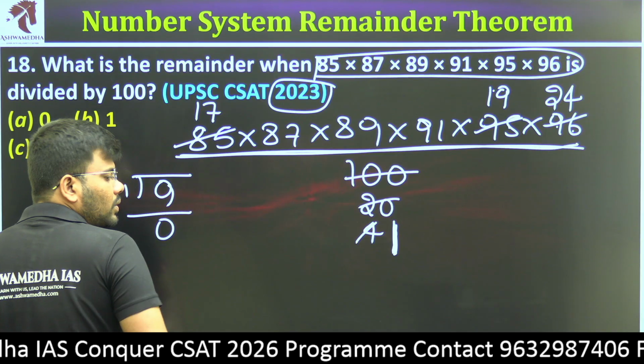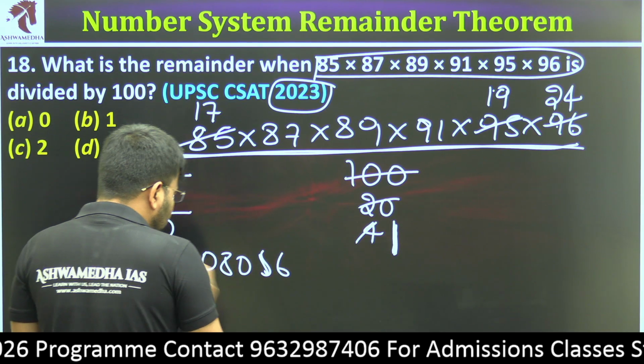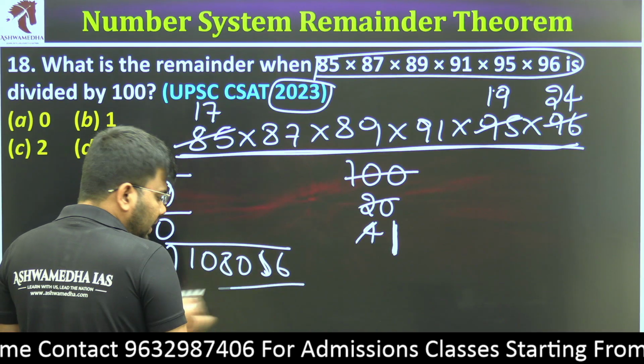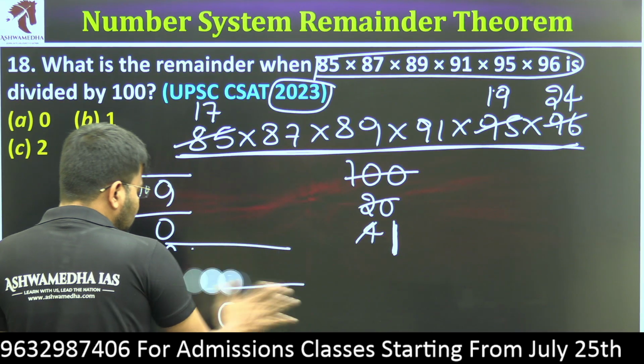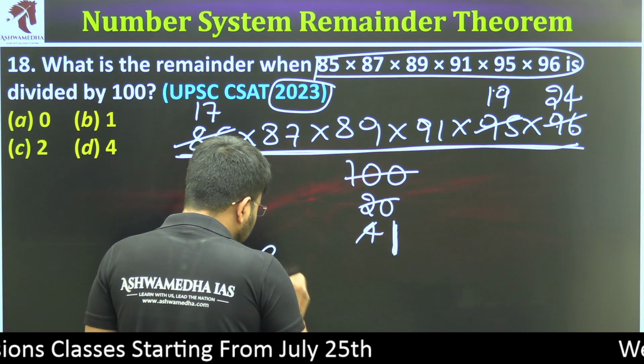The remainder is 0. Whatever number, 108056, divided by 1 will be completely cancelled. The remainder is 0. That is the entire number divided by 1. The remainder is 0.